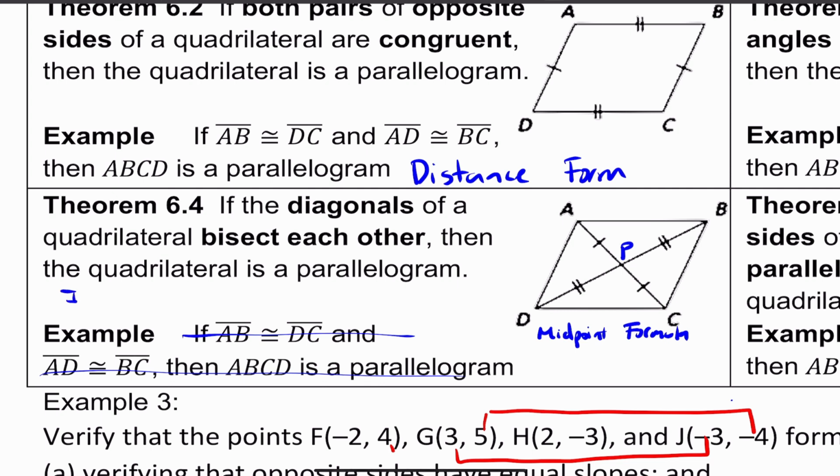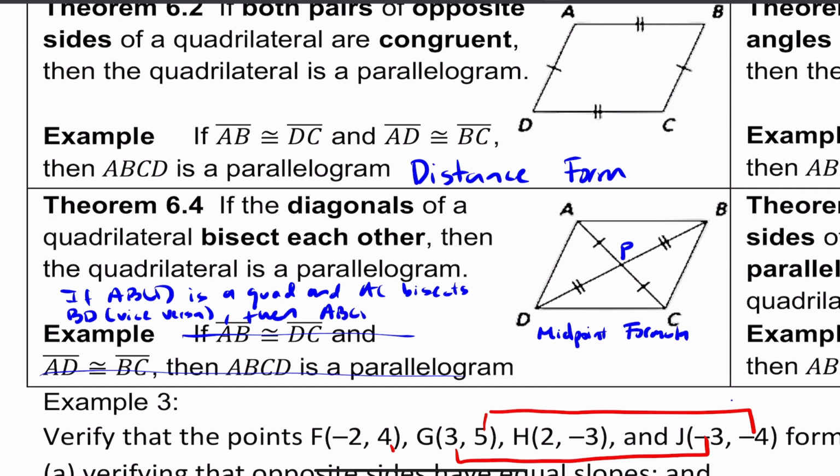It should say, if ABCD is a quadrilateral and AC bisects BD, or vice versa, then ABCD is a parallelogram. Okay, hopefully that clears everything up. I'm going to take this video and edit it into the actual video. So again, hopefully that makes sense.